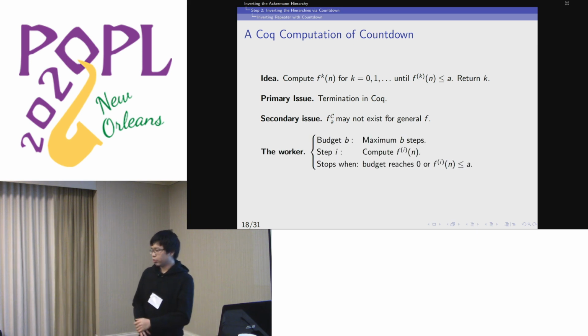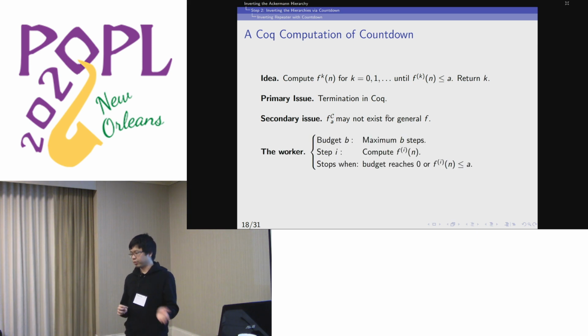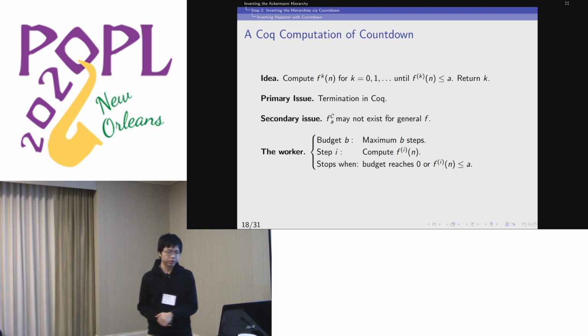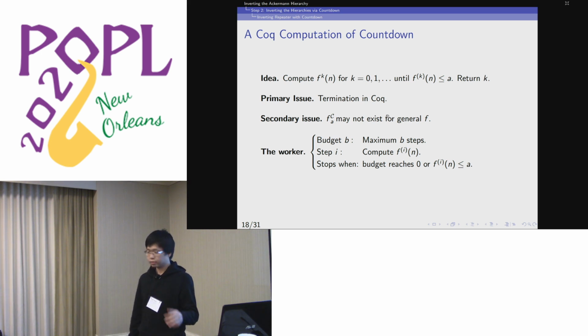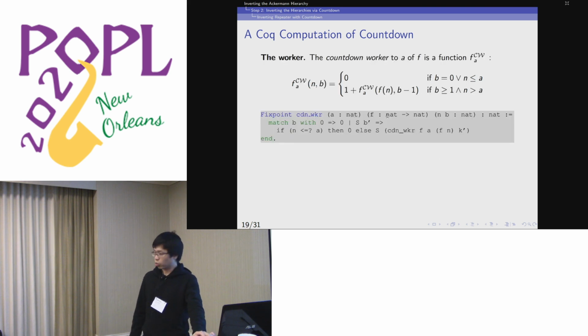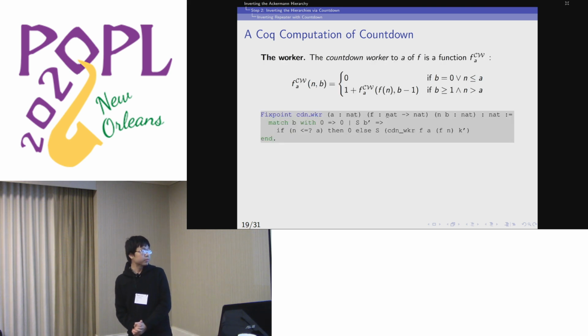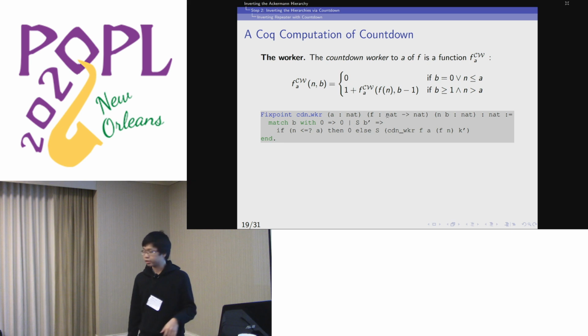But we can tell Coq when to stop with the worker function. Basically, we compute the repeated application. We stop when we go below a or when we run out of budget. And so this is a worker function in terms of math, and this is a Coq definition.